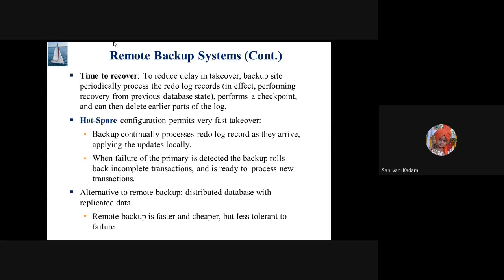The backup continuously processes redo log records as they arrive, applying the updates locally. When failure of the primary is detected, the backup rolls back incomplete transactions and is ready to process new transactions.